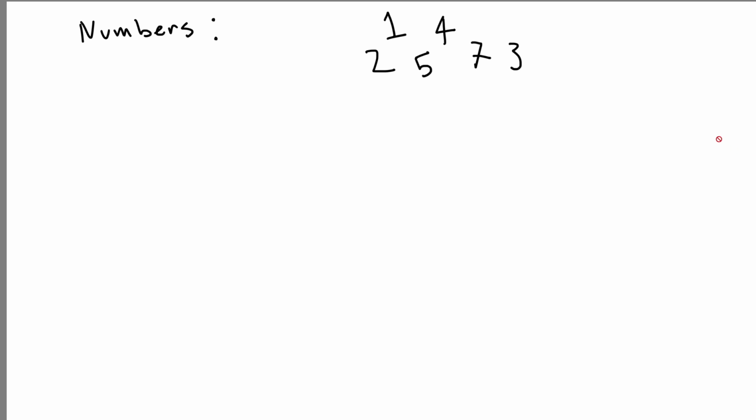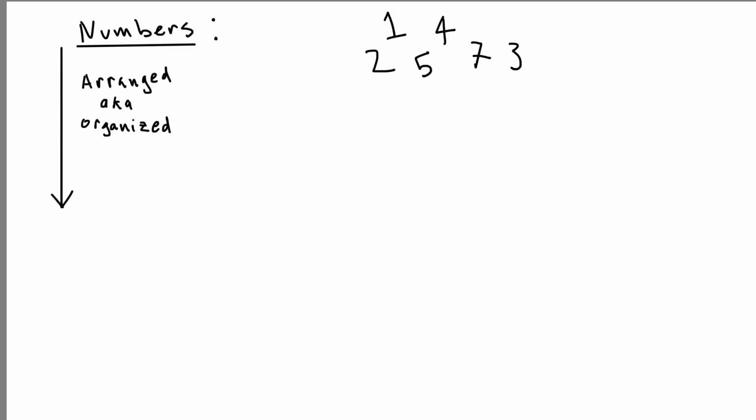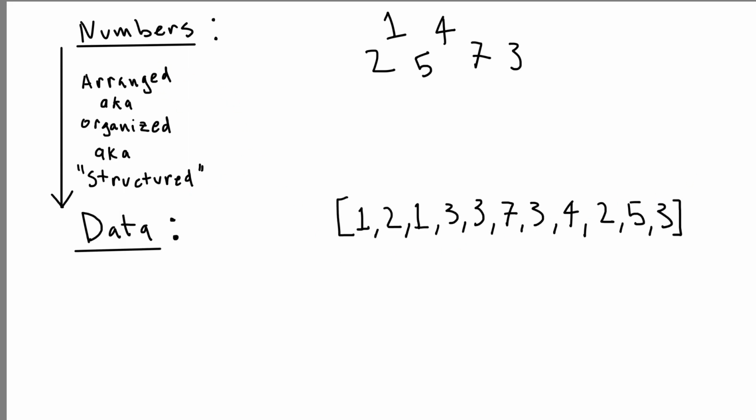Okay, so back to numbers. Let's just say we've got a jumble of numbers. They aren't attached to anything. They don't mean anything. They're just totally arbitrary indications of quantity. So they can be arranged or organized or structured, and I'm using these terms interchangeably. And when you do that to them, they become data.